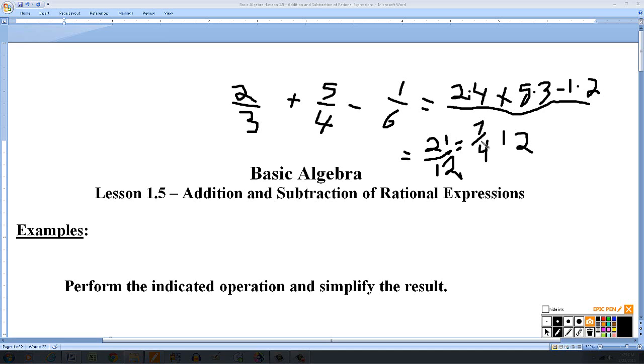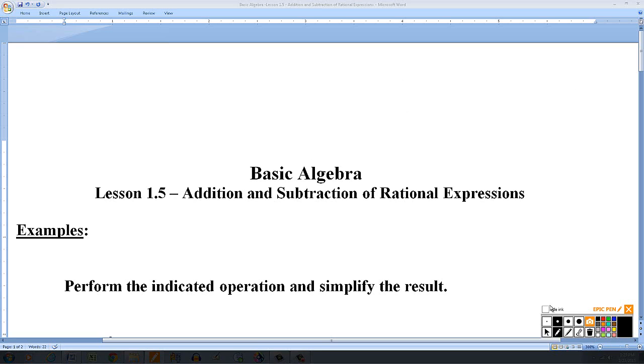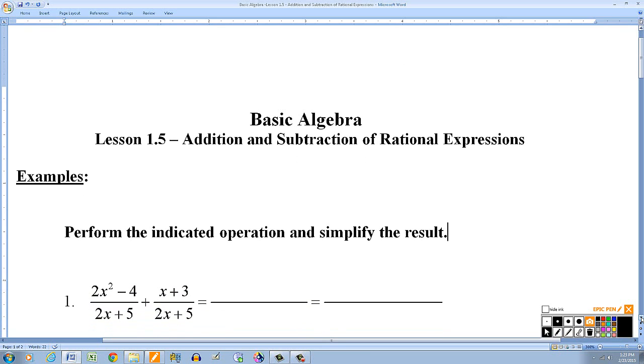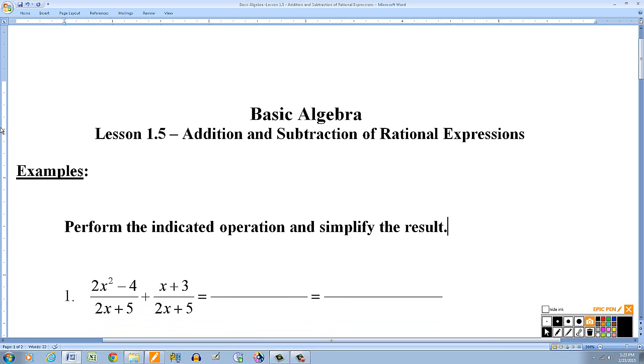Well, we can do the same sort of thing with algebraic expressions. Either individually multiply the numerator and denominator by whatever it takes to get the same denominator, and then combine. So in this next example, it says perform the indicated operation and simplify the result. Okay, so you have 2x squared minus 4 over 2x plus 3 plus x plus 3 over 2x plus 5. Obviously in this one the denominators are the same.